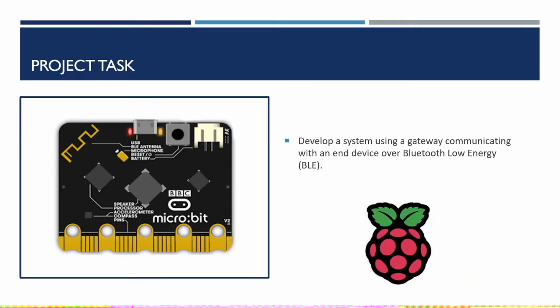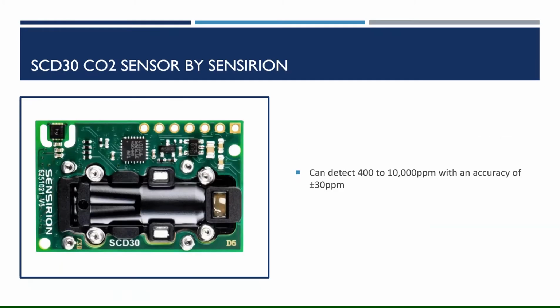Now, the project task was to develop a system using a gateway communicating with an end device over Bluetooth Low Energy. So we're going to be using a Raspberry Pi and a BBC Microbit to achieve this. The sensor that we're going to use is the SCD30, which has a CO2 sensor. This sensor was chosen because it can detect 400 to 10,000 parts per million with an accuracy of up to plus or minus 30 parts per million.